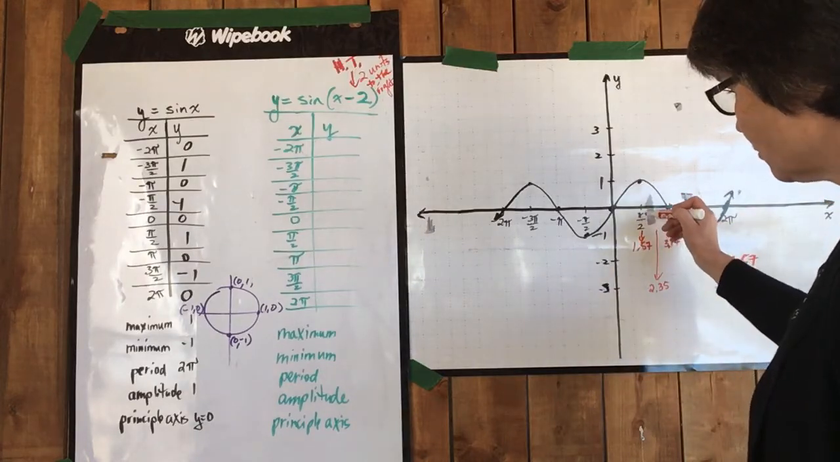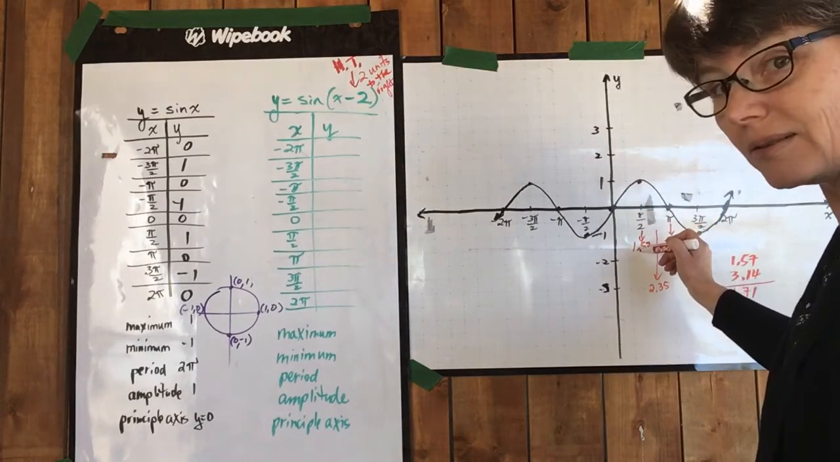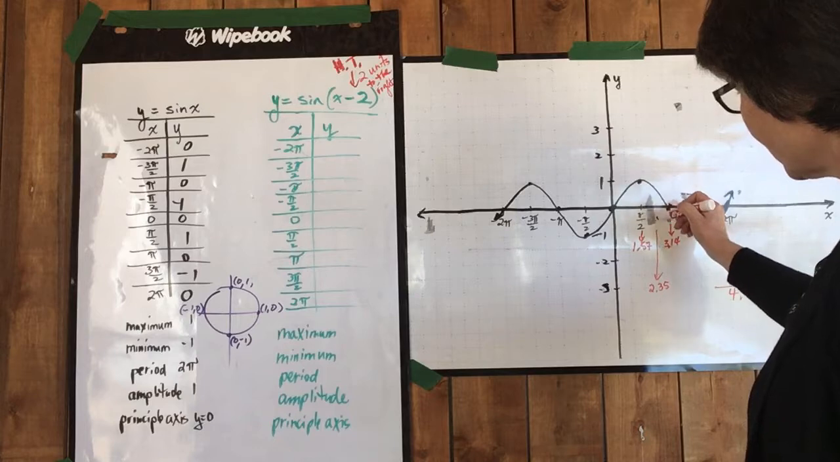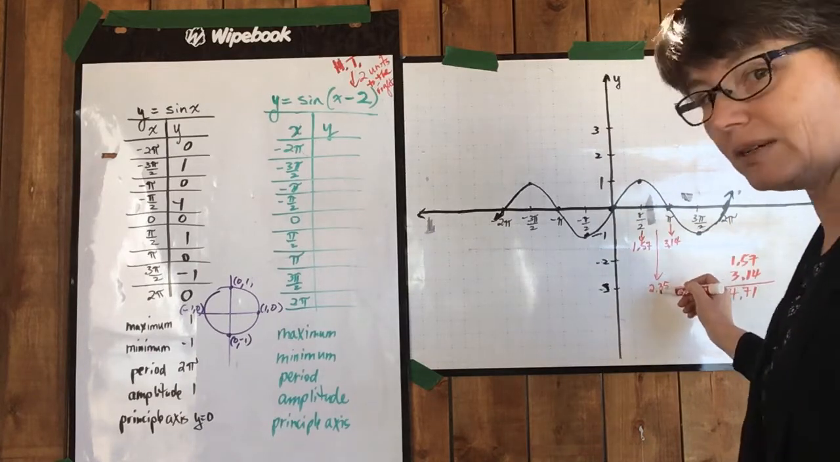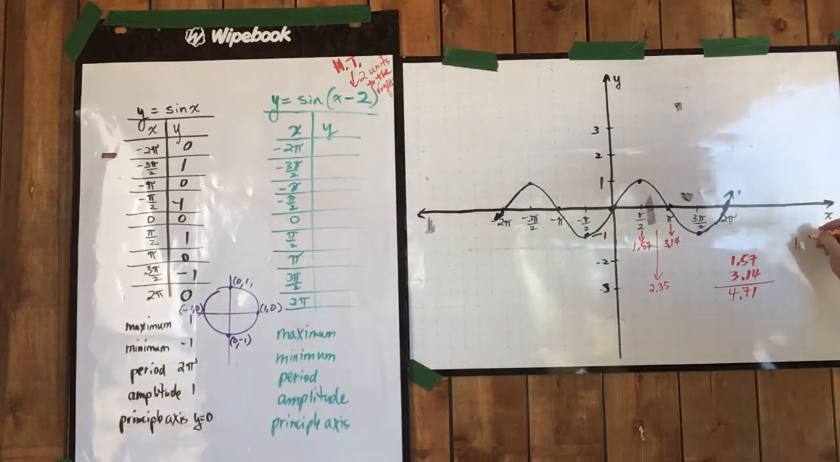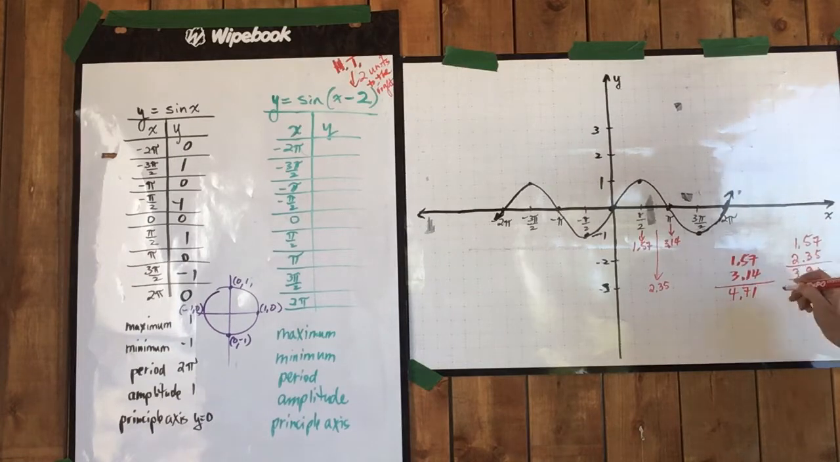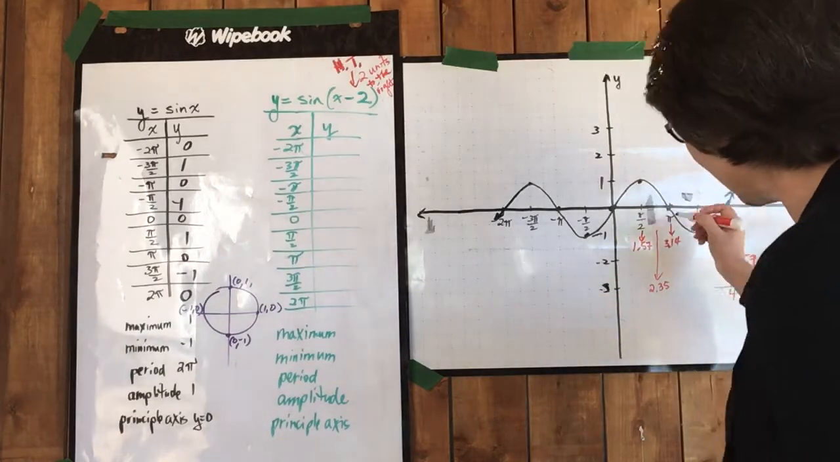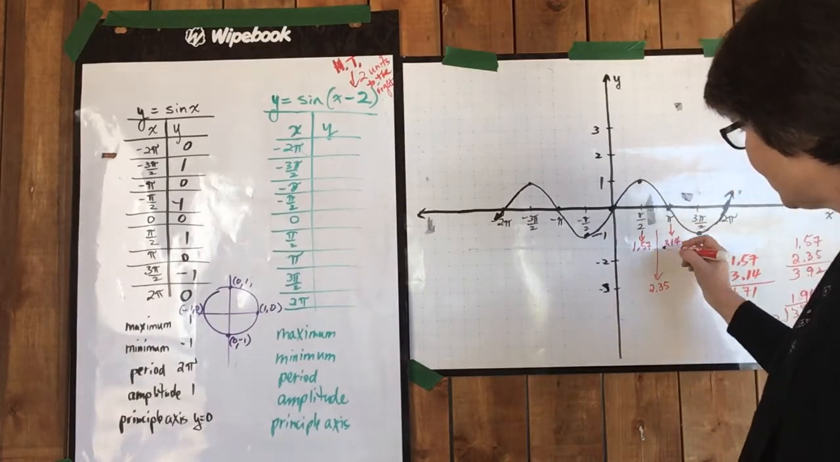This is pi over 2 radians, which is around 1.57 radians. This next grid mark would be 2.35 radians. We need to figure out where 2 is. So let's figure out the halfway point between 1.57 and 2.35. 1.57 plus 2.35 is 3.92. If we divide that by 2, to find the middle, 1.96 is exactly in the middle of 1.57 and 2.35.